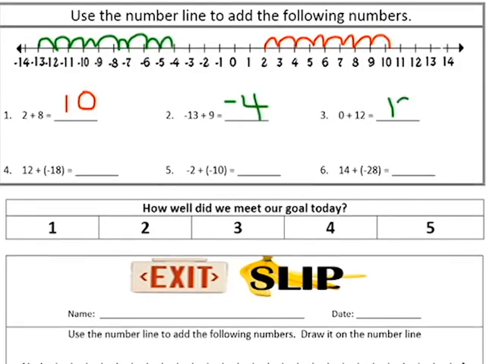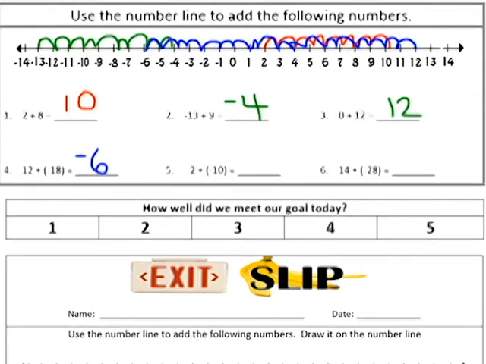Negative 12 plus negative 8. You always want to ask yourself, where are we starting? Since we're using the number line, we start at 12. 18 is negative, so I'm going to go to the left. Left is negative, right is positive. 1, 2, 3, 4, 5, 6, 7, 8, 9, 10, 11, 12, 13, 14, 15, 16, 17, 18. Negative 6 is the answer.